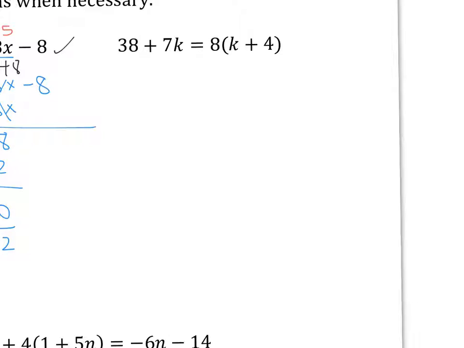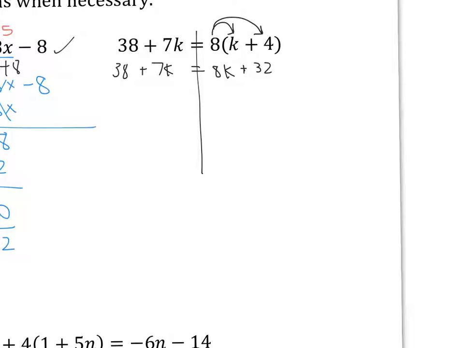38 plus 7k equals 8 times k plus 4. Well, I see here that I have to distribute because I see parentheses with a number in front, which is the 8, so I'm going to distribute that 8 to everything inside the parentheses. So I'm left with 38 plus 7k equals 8k plus 32.